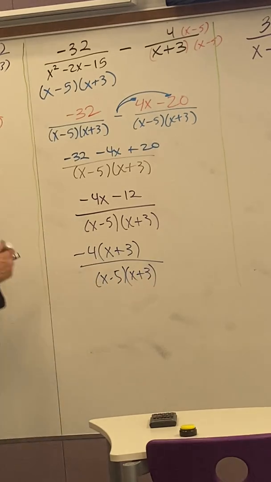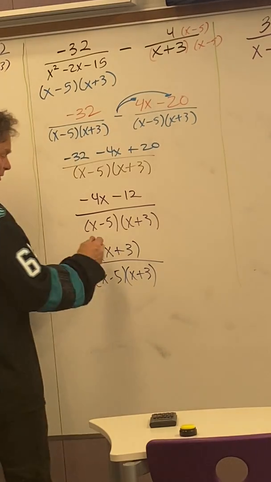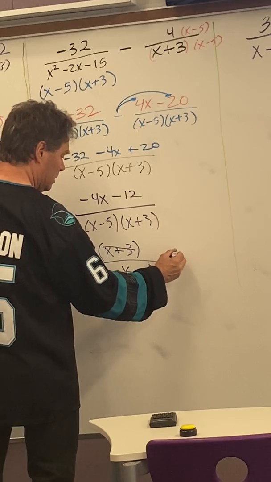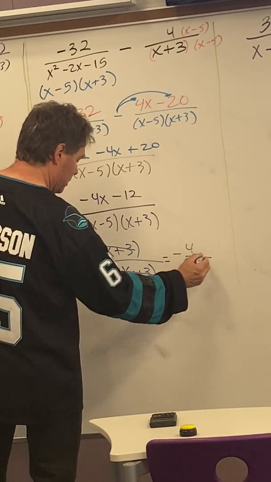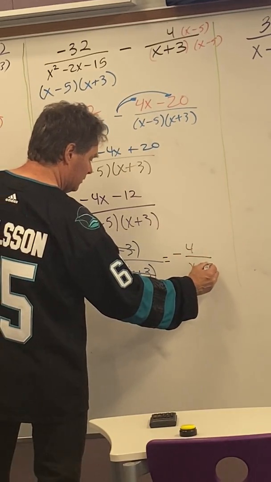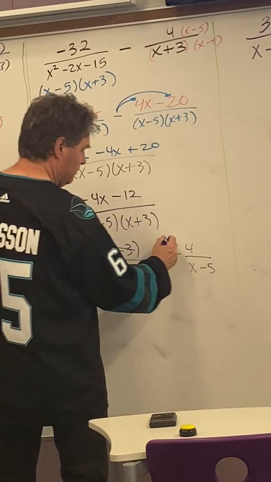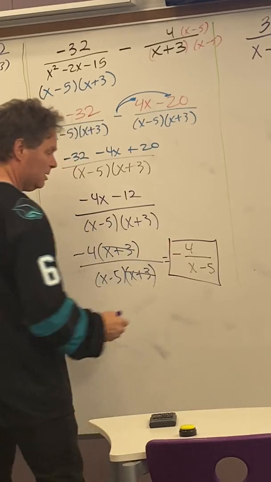Wait a minute. This time, they do have something in common that I can cancel. And look what I get for an answer. Negative 4 over x minus 5. How about that? Can you believe that? Cha-ching.